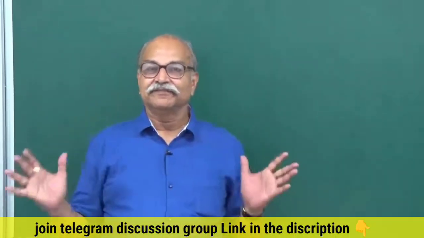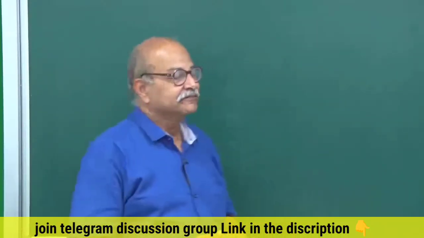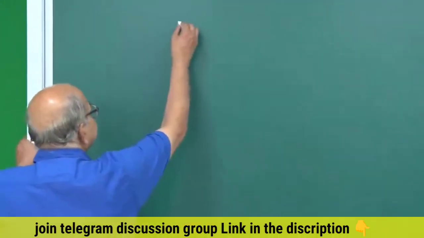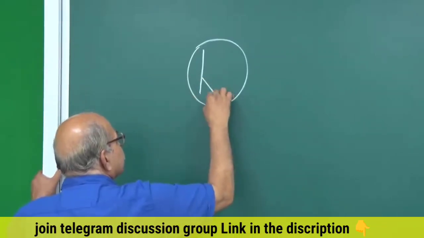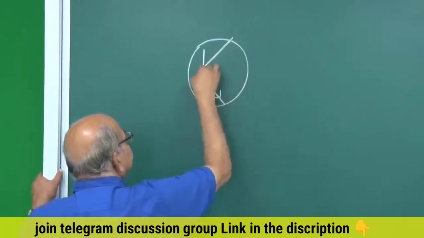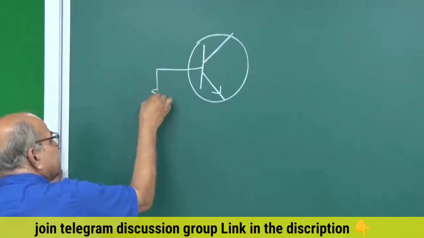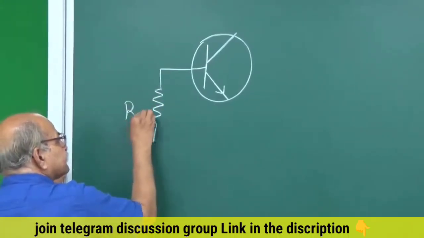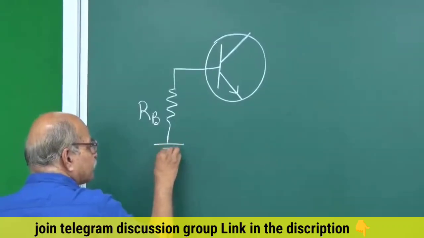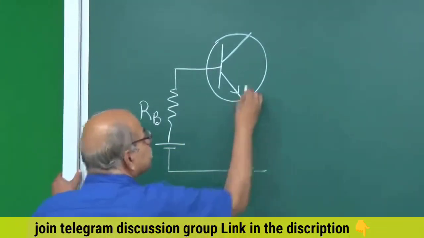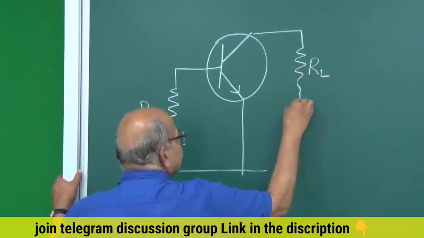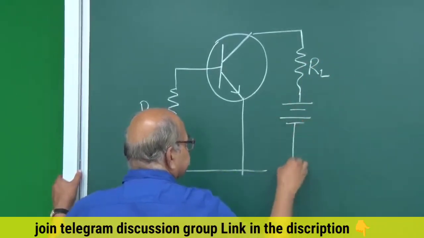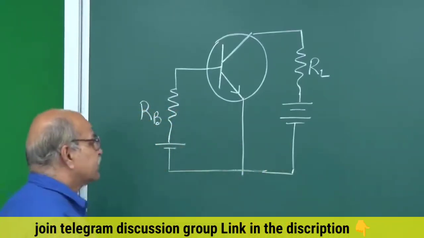So, we have done all the physics of transistor operations, and let me revise. So, we had this transistor, our favorite transistor, NPN. Here we have a resistance RB and then a biasing. Emitter is common. From the collector we put this RL and then we have the biasing here. This is the basic circuit.